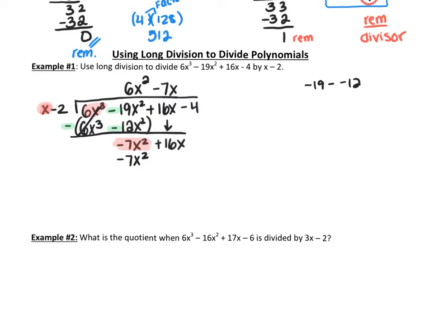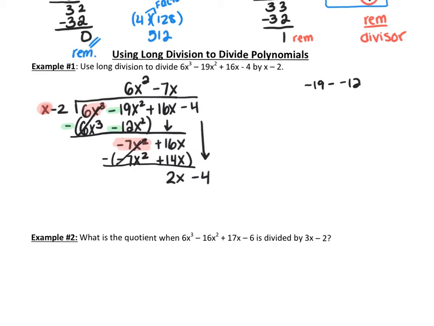Then I'm going to multiply negative 7x times negative 2. That's going to give me a positive 14x. And again, we're going to subtract, but this time we're subtracting everything. So the negative 7x squared minus a negative would change it to plus, so these are going to cancel. And now we have 16 minus 14. That one's just 2x. And then we bring down my last term, which is a minus 4.